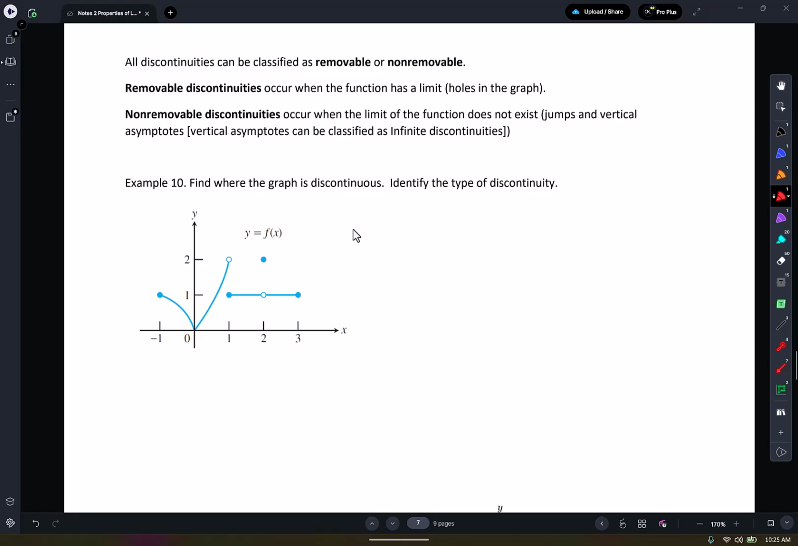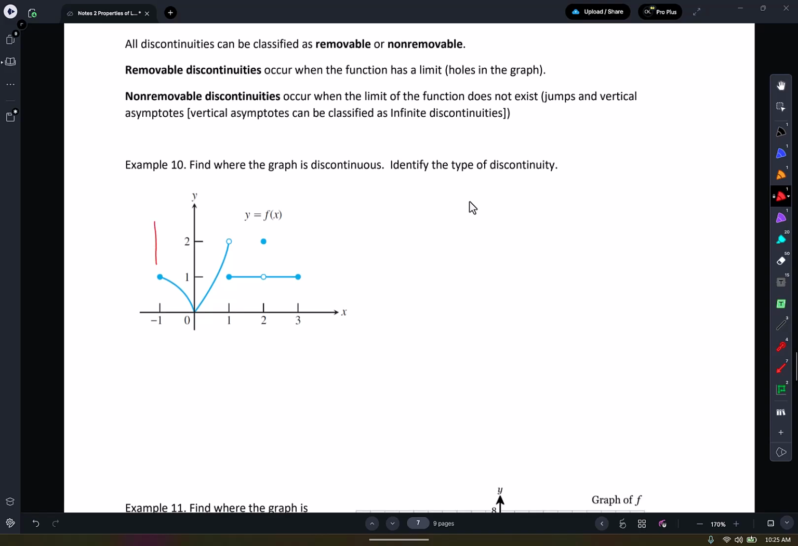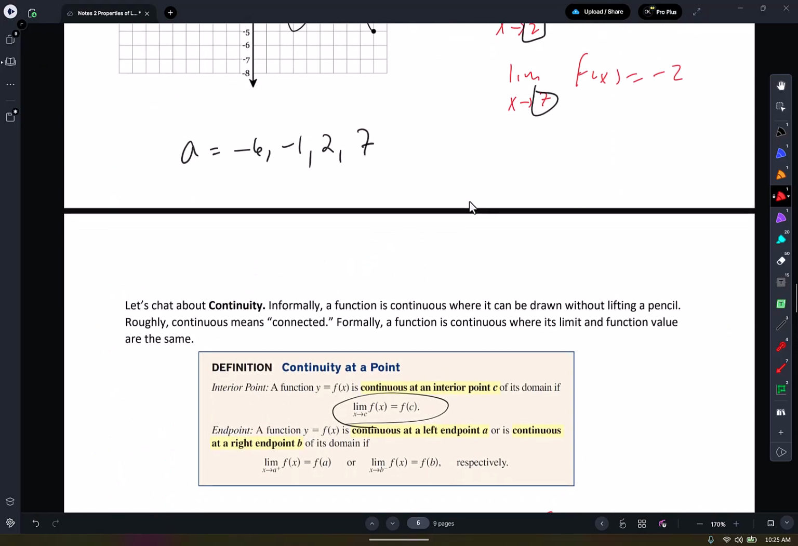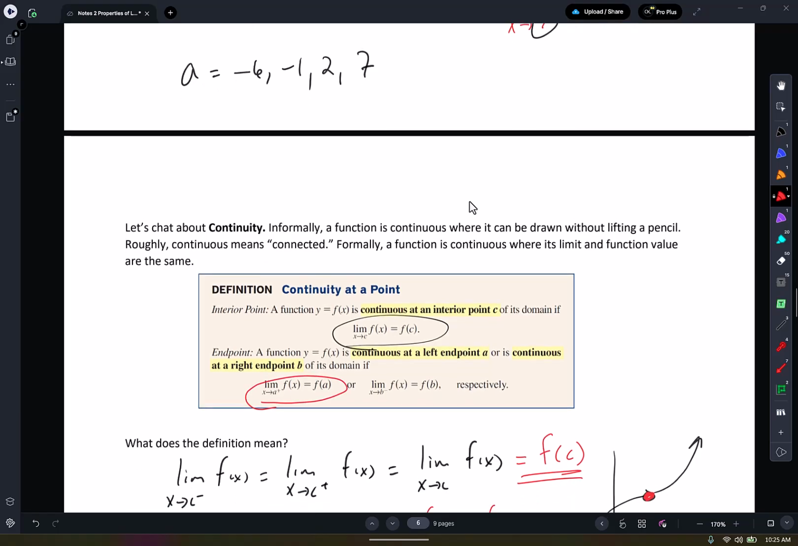It says find where the graph is discontinuous. Identify the type of discontinuity. By the way, at the endpoint, you are always continuous. I think maybe I just didn't emphasize it. An endpoint. Here it is. A function is continuous at a left endpoint a or is continuous at a right endpoint b if its domain. So all that means is, this is the left endpoint, and you can only approach from one side.